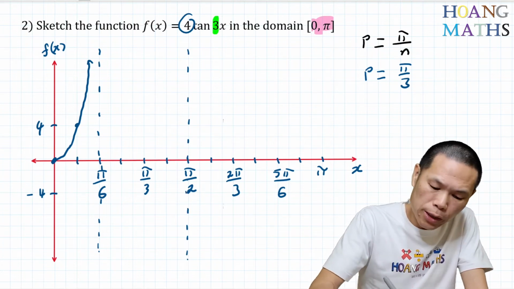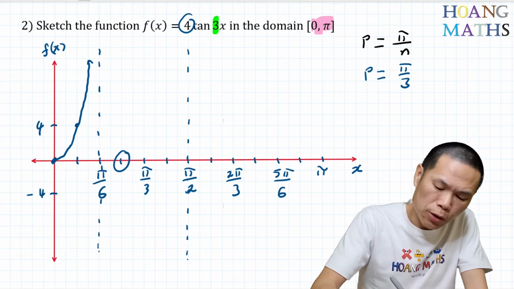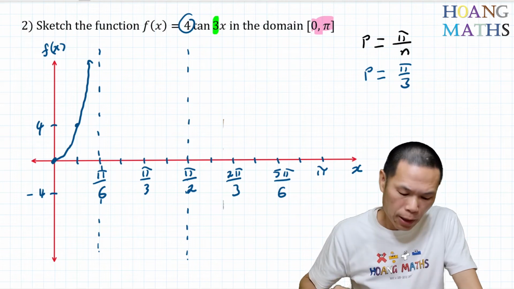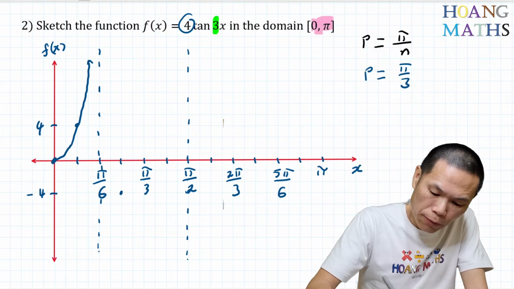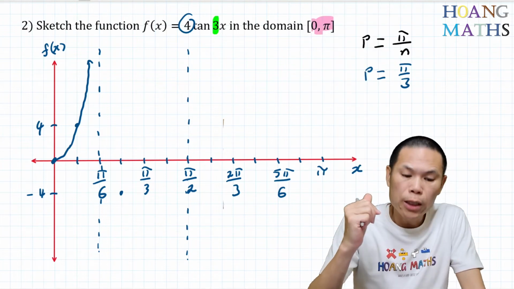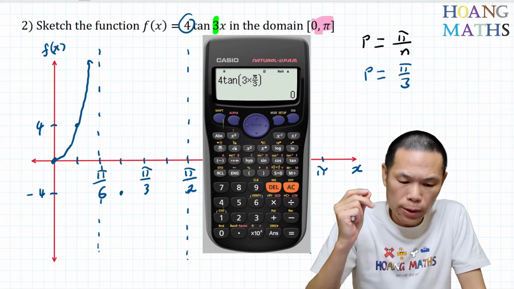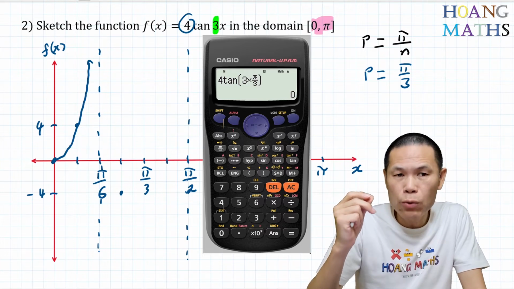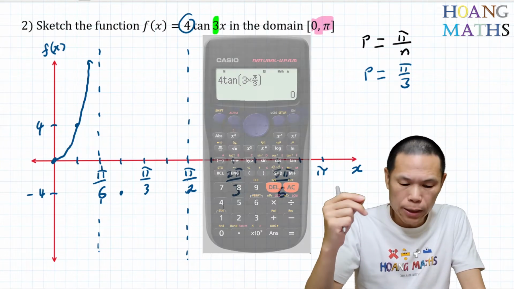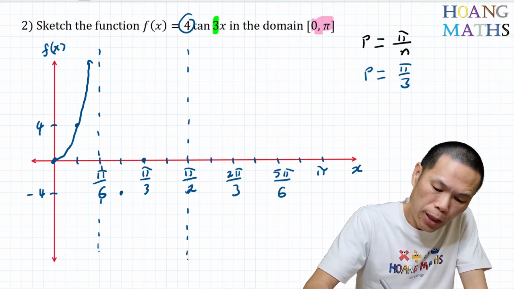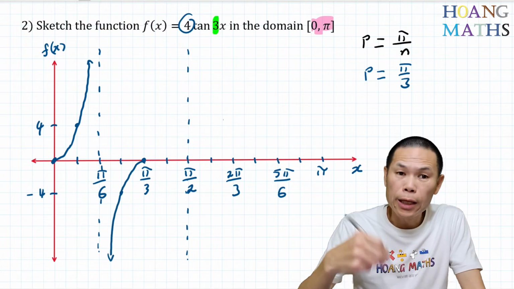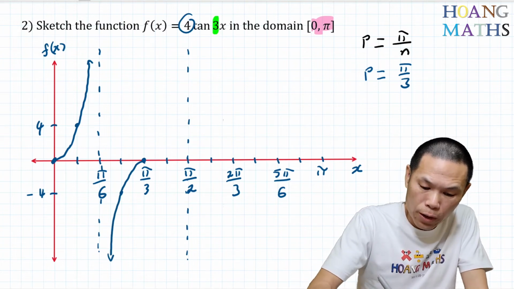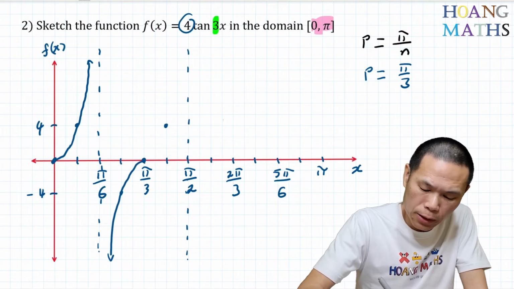Now what we do, this is 3 pi over 12 because 1 over 12, 2 over 12, 3 over 12. So I just put in a calculator. So 3 over 12. So -4. So there you go. So this is -4. And if we put pi over 3 into x, so that means 4 tan of pi over 3 times 3, which is pi. So 4 tan of pi is 0. So therefore we can see 0 here. And we just join this up. And the next one, it should give you 4. So you get 4 there. And now we just join them up.